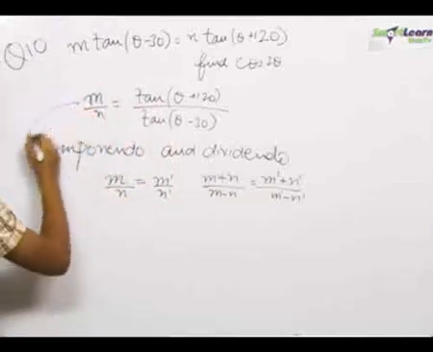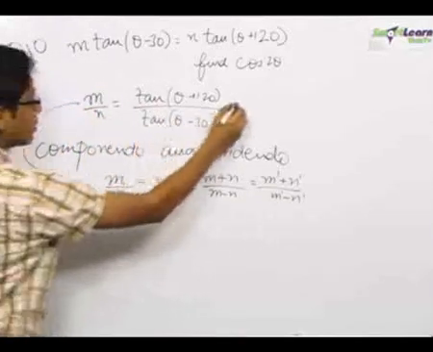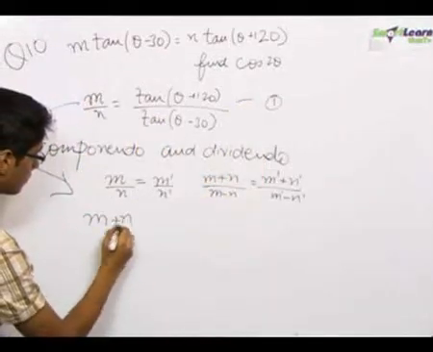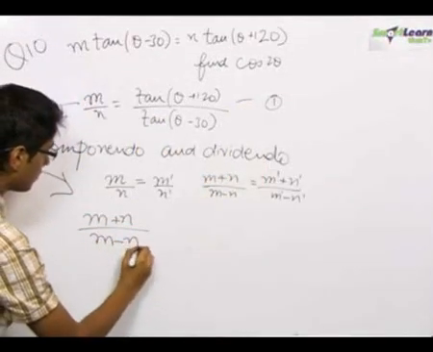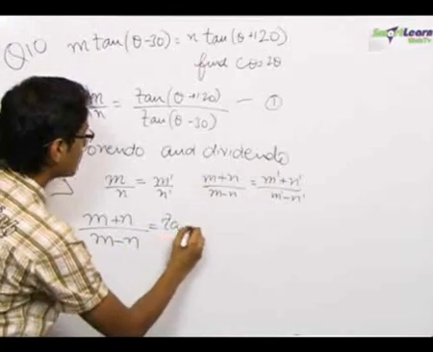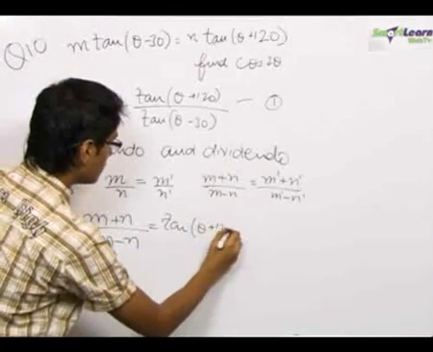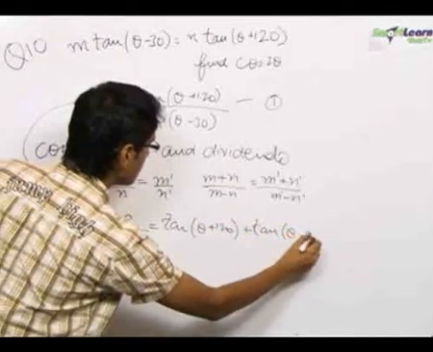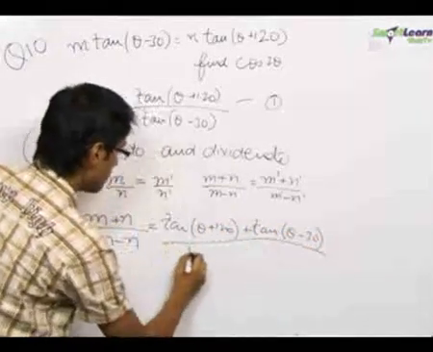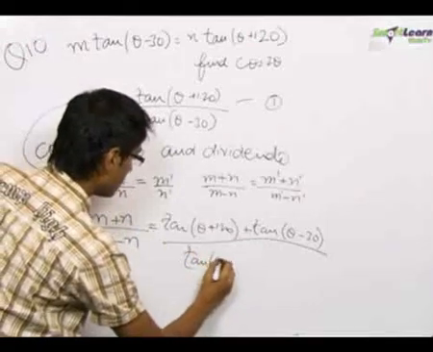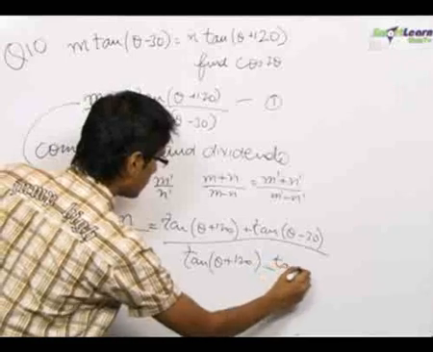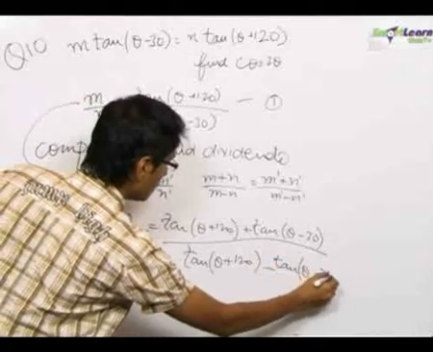So applying componendo dividendo on this equation, we get m plus n upon m minus n equals tan(theta plus 120 degrees) plus tan(theta minus 30 degrees) upon tan(theta plus 120 degrees) minus tan(theta minus 30 degrees).